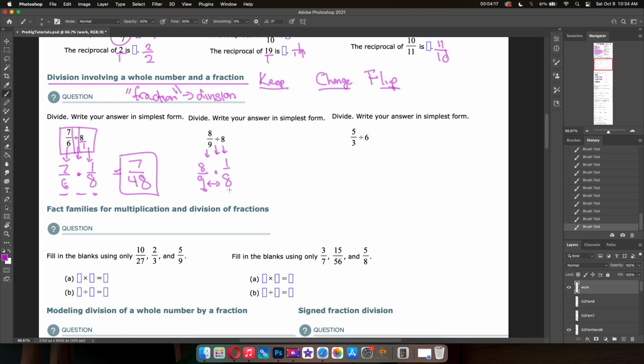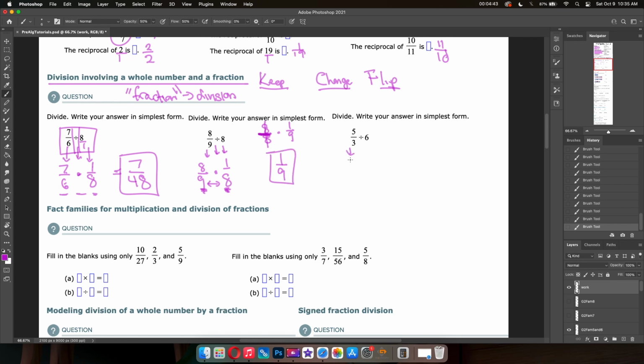Because here's the thing. Does 9 times 8 have a different answer than 8 times 9? And the answer is nah. So we're going to switch those places. So I'm going to switch that to 8 over 8 times 1 over 9. 8 divided by, that's not a fraction bar, that's division. 8 divided by 8 is 1. 1 times any number is itself. So we have 1/9.